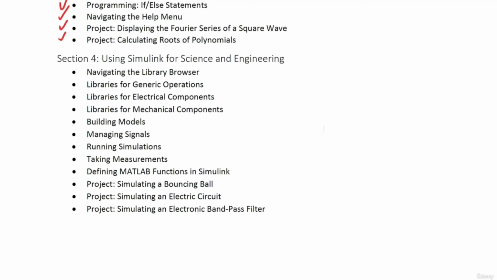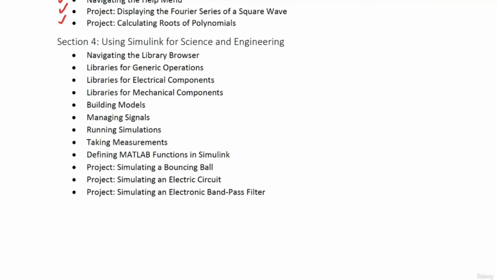Now in section 4 of the course, we'll talk about Simulink as opposed to MATLAB. So we'll start by talking about what's called the library browser. This is basically where you get all of your components that you're going to put into models in Simulink. We'll talk about libraries for generic operations, so like addition, subtraction, multiplications, that kind of stuff. And then we'll get into more specifically how we can use Simulink for engineering applications. So we're going to focus on both electrical components and mechanical components.